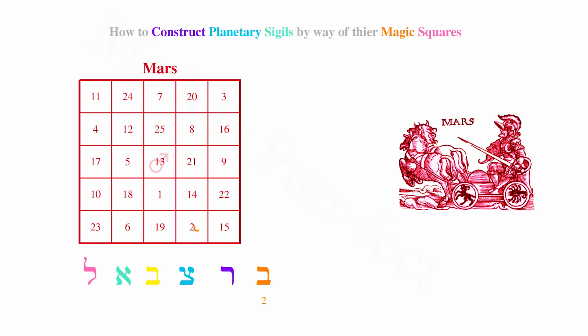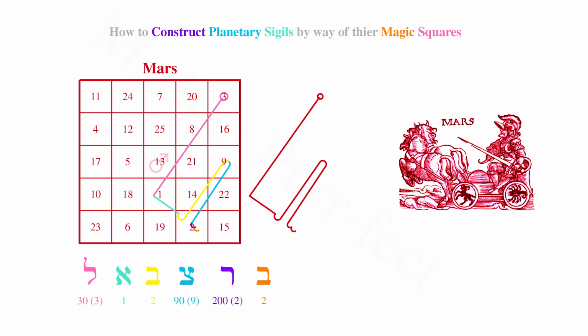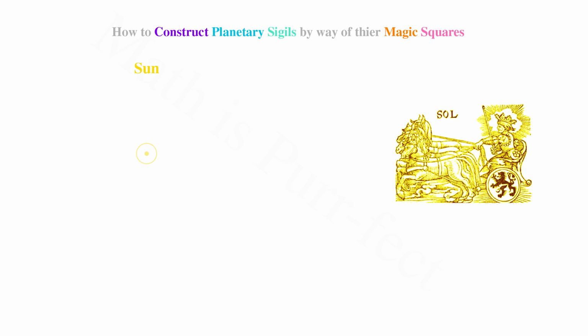Beginning with Bet at a value of 2, then Resh with a reduced value of 2, hence our second arc within that position, then Sadi with a value of 90, which we reduce to 9, seen here in blue. Next we return to Bet with a value of 2, then Aleph with a value of 1, and finally Lamed with a reduced value of 3. This is Bartzabal's sigil.